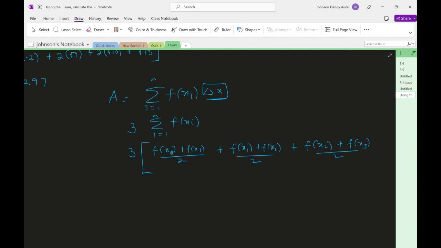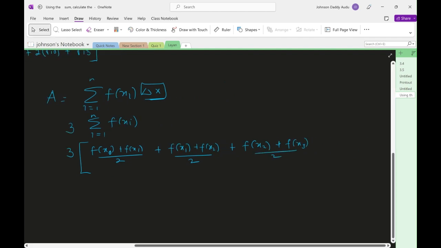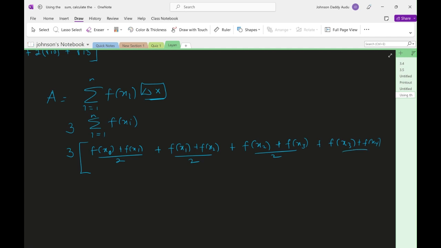So this will be 3 divided by 2. Then finally, it will be f of x3 plus f of x4, divided by 2. That's it. So this is just the formula that you need to use for the trapezoidal method.